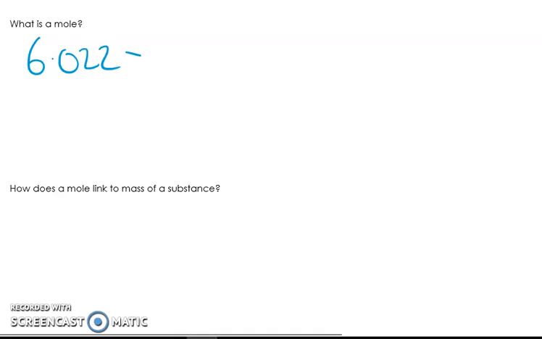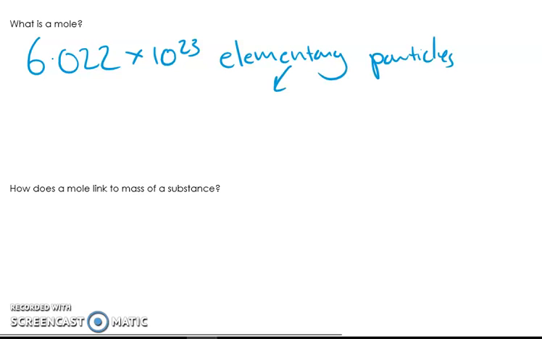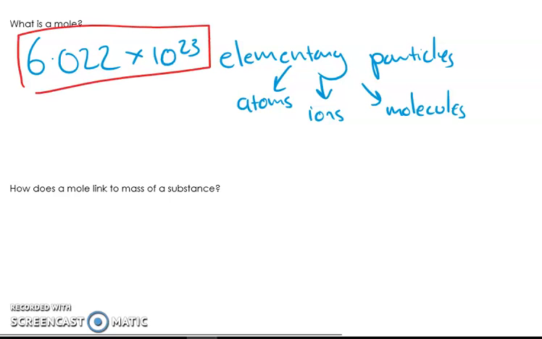Now IUPAC have recently updated their definition of a mole to tell us that it's any amount of substance that contains 6.022 times 10 to the 23 elementary particles. And here we're using the term elementary particles as a catch-all term for particles such as atoms, ions and molecules. But you could also be asked to work out amounts of electrons in moles, for example, and you can have a mole of anything.